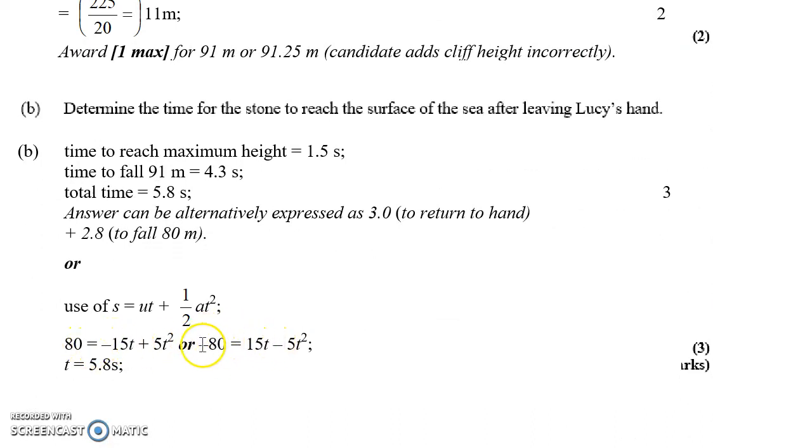So minus 80 for the distance going down, plus 15 for the initial speed going up, and minus 10, half 10, for the acceleration. And either one of these, which is essentially the same sum, will give you a total time of 5.8. And that's the easiest way to do it. That's the most straightforward way to do it. And that's question 2.